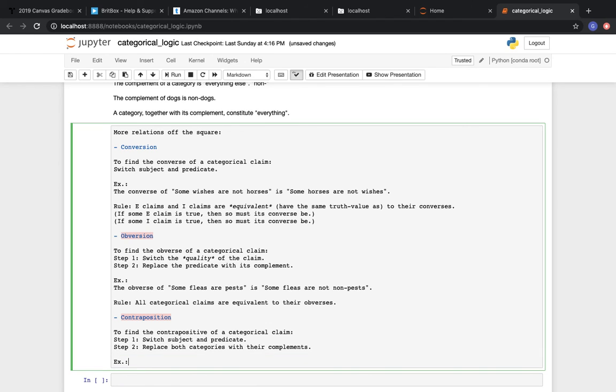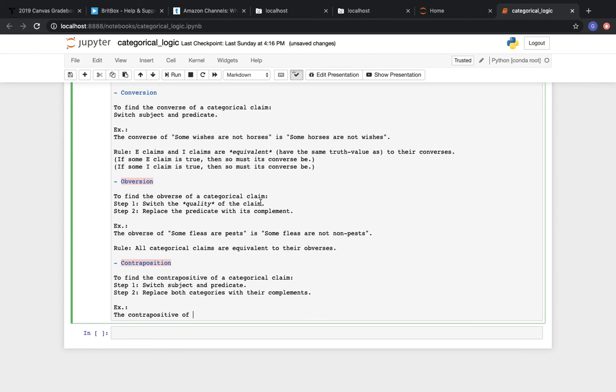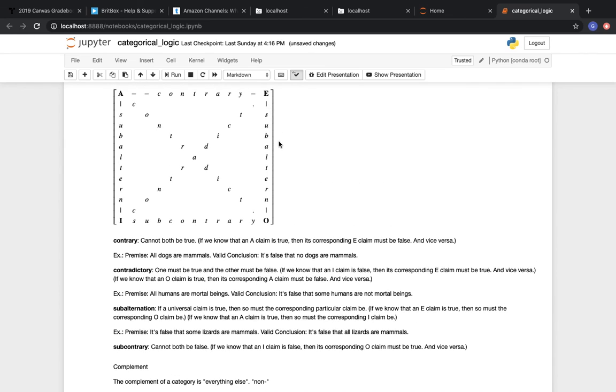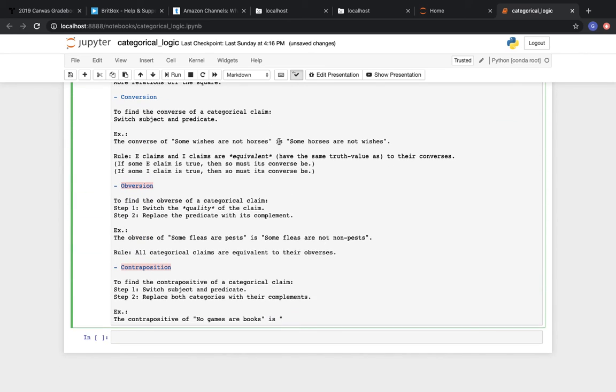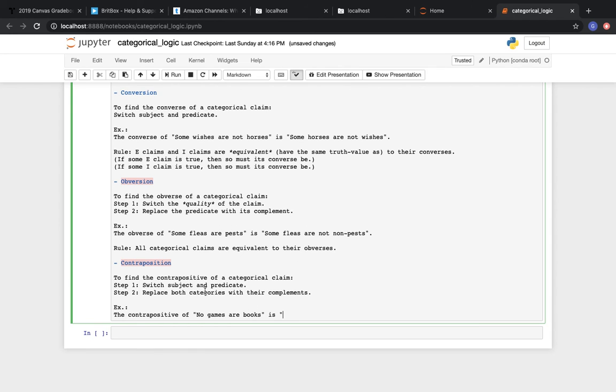Okay, so here's an example. The contrapositive, well, let's pick an E claim this time. The contrapositive of no games are books is, okay, so we're starting with an E claim, so we need to switch subject and predicate, and then replace both categories with their complements. So switch subject and predicate, no books are games, and then replace both with their complements. No non-books are non-games.